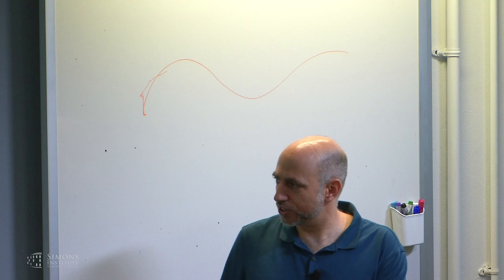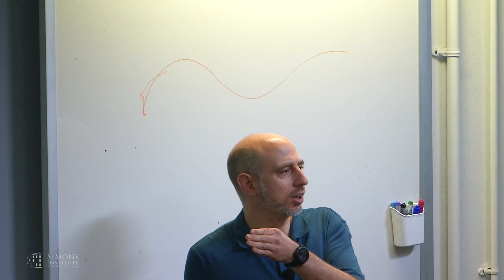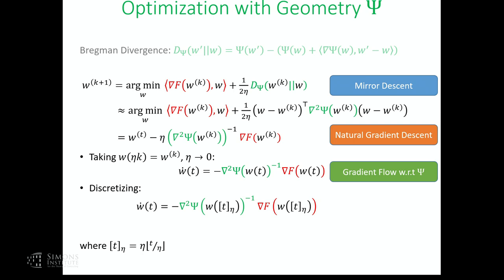We're only changing our right hand side every tau time. If you solve this ODE, since what you're doing is just taking a step every tau time, this is exactly natural gradient descent. How do you get mirror descent? That's a better discretization.